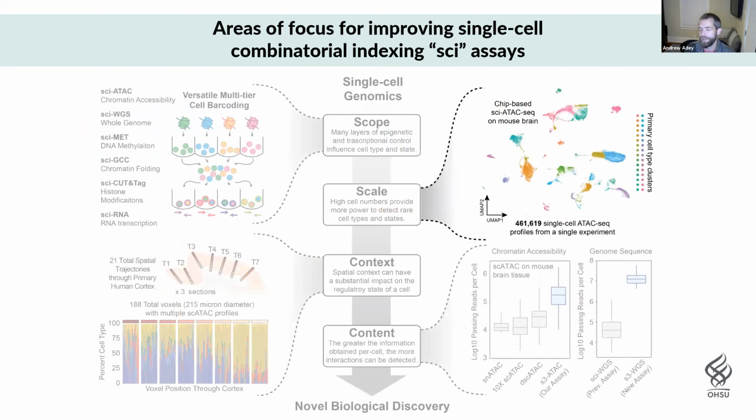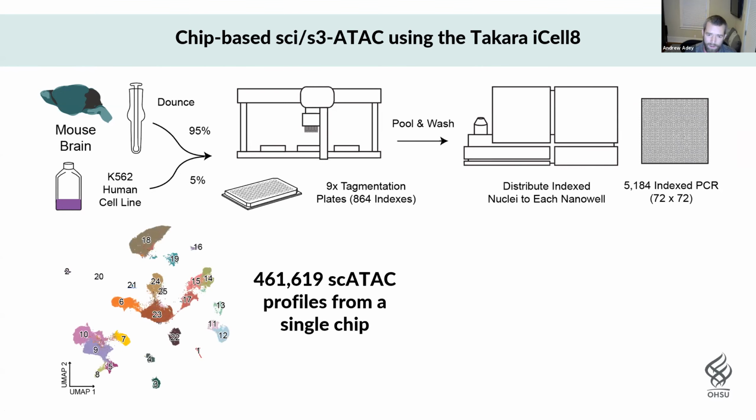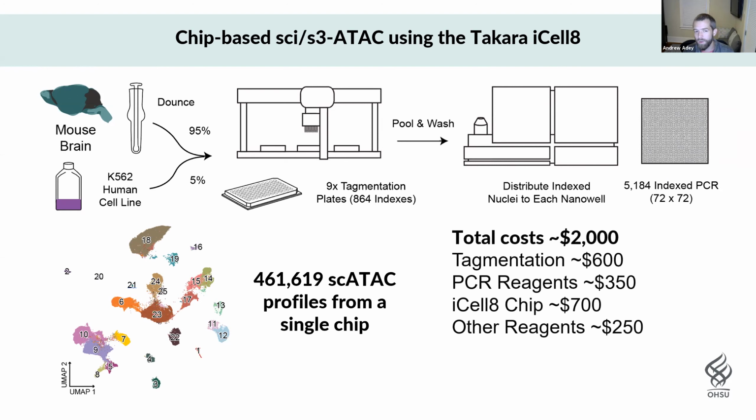The last thing I wanted to touch on is improving throughput. So this is one that we've had in the works for a while, where we've started shifting from using 96-well plates for our indexing PCR into using this 5184 nanowell chip. So these are 300 nanoliter wells using the Takara ICELL8 instrument. For this experiment, we did 9 tagmentation plates, so 864 indexes, distributed them to this indexing chip, and we're able to produce over 460,000 single cell ATAC profiles from a single experiment, where the total cost in reagents to produce this library was around $2,000 US.